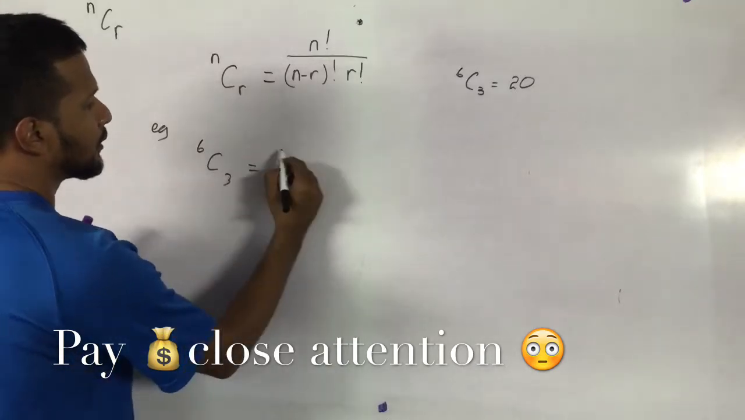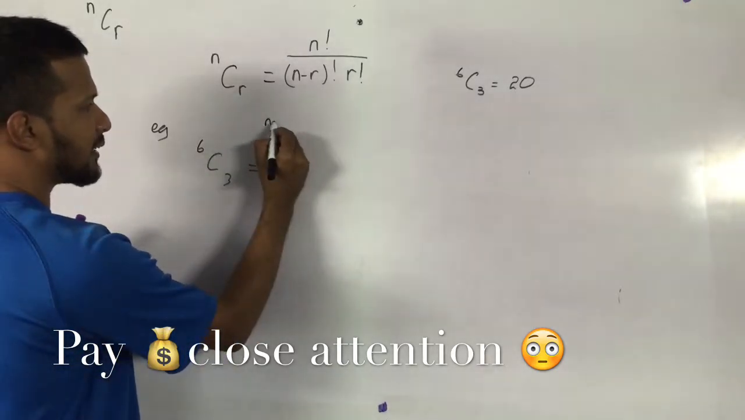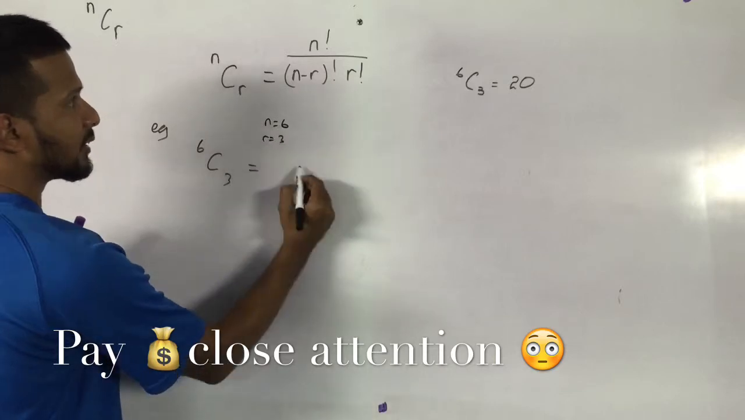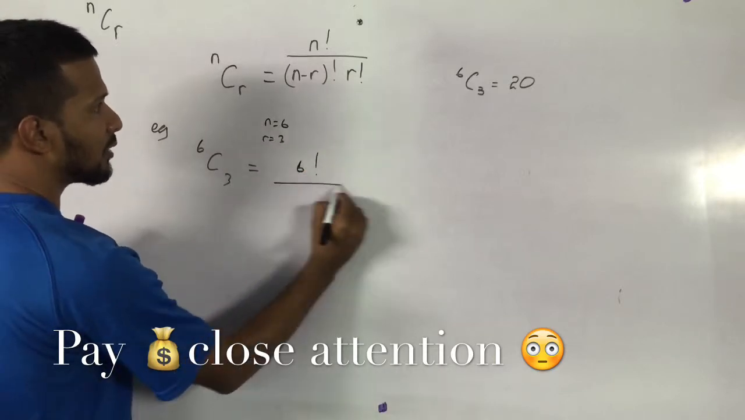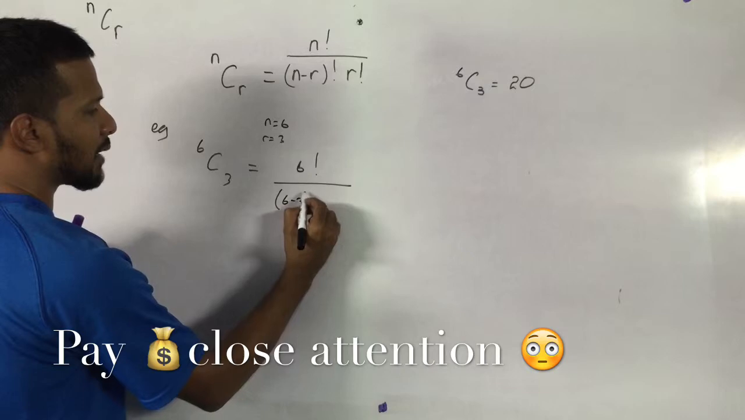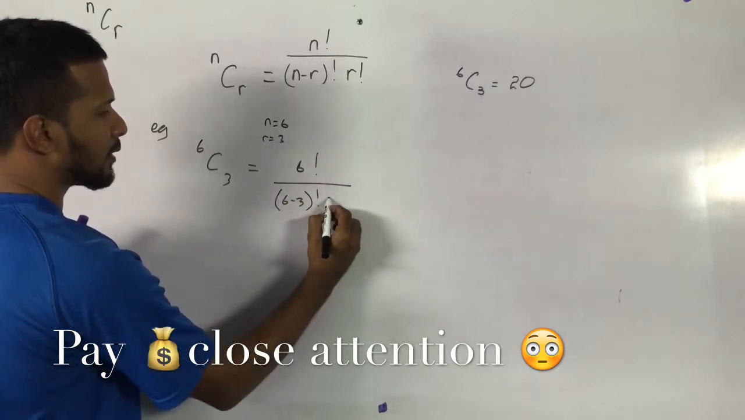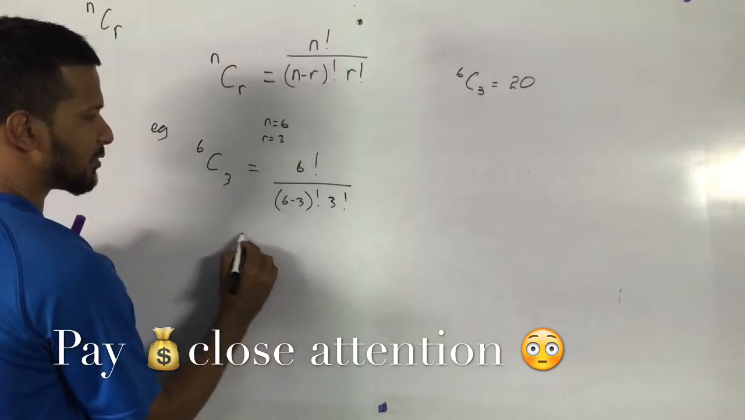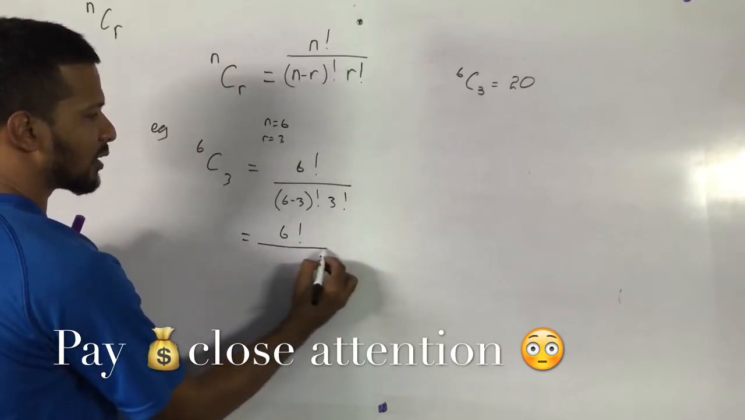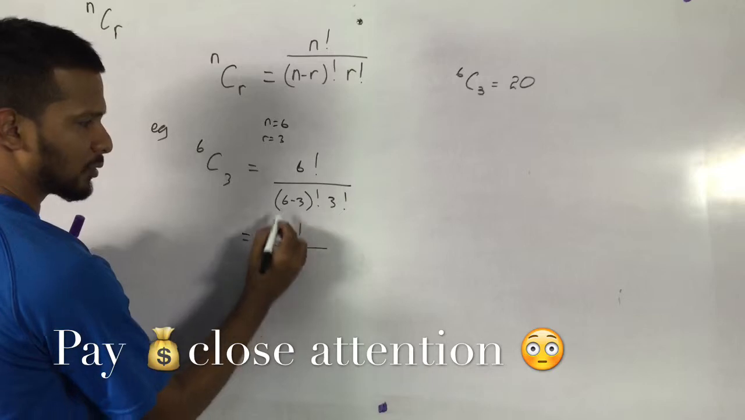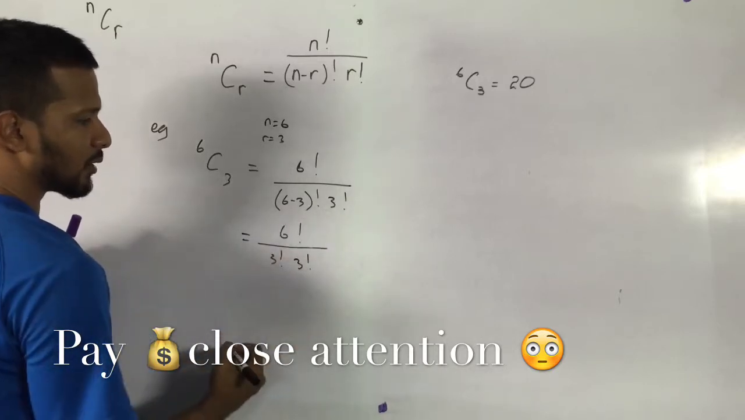So for 6C3, n is 6 and r is 3. So 6 factorial over 6 minus 3 factorial. R factorial is simply 3 factorial. So this is really what? 6 factorial over 3 factorial by 3 factorial.